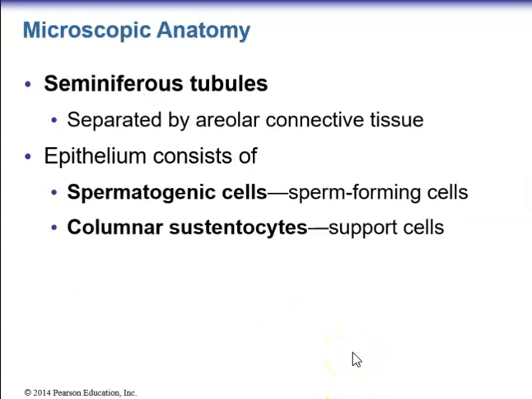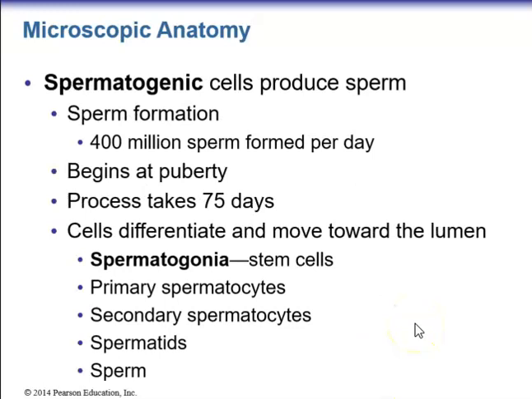The seminiferous tubules are separated by areolar connective tissue. The epithelium within these tubules consists of spermatogenic cells. These are sperm-forming cells, as well as columnar sustentocytes. These are support cells within these seminiferous tubules. Spermatogenic cells produce sperm. Now, male patients can produce about 400 million sperm per day, and this begins at puberty. The process takes about 75 days.